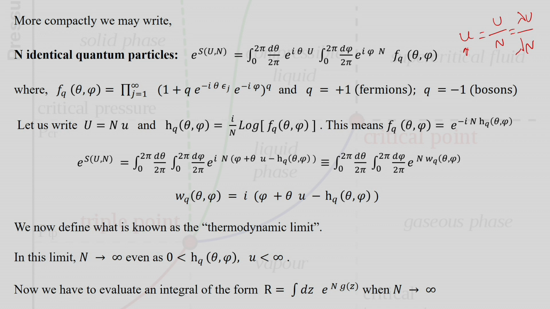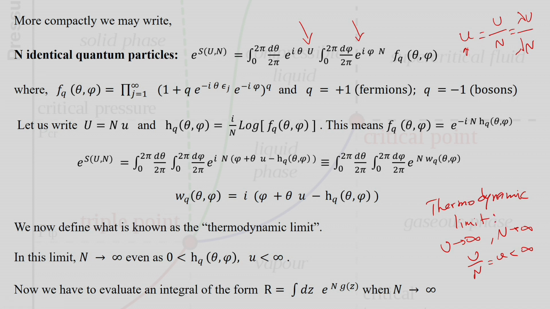Now I am going to try and see if I can simplify this integration, which looks quite formidable in general, and see if I can evaluate it in what is called the thermodynamic limit. The thermodynamic limit is basically a limit where u tends to infinity, n tends to infinity, but u by n, which is small u, is fixed. Okay, so this is called the thermodynamic limit.